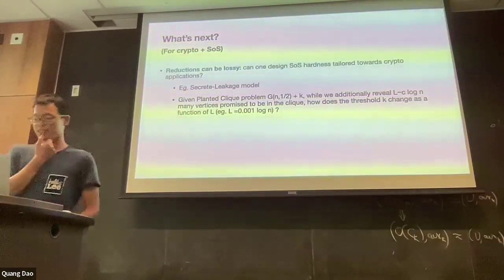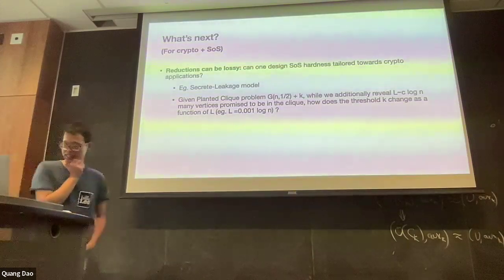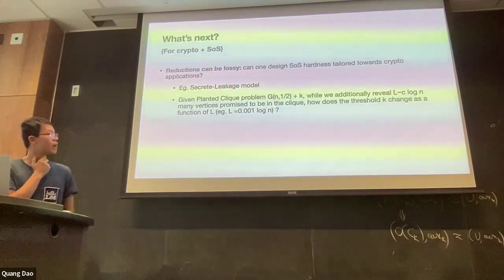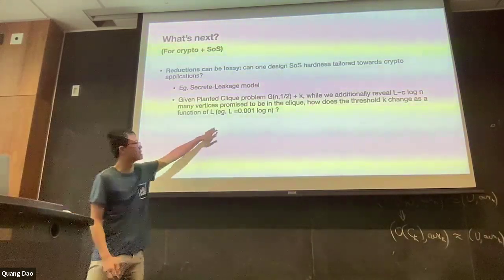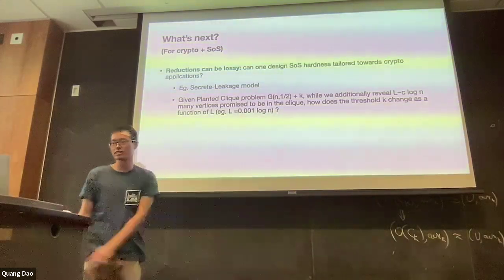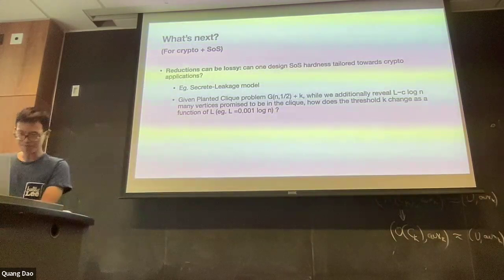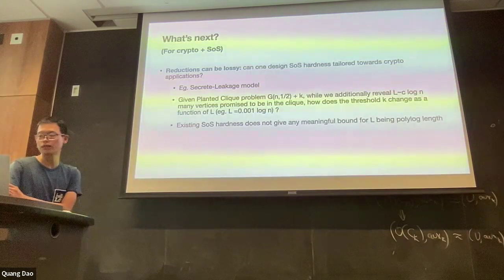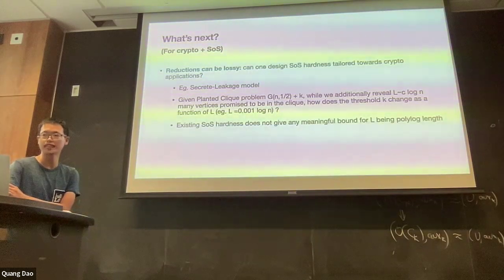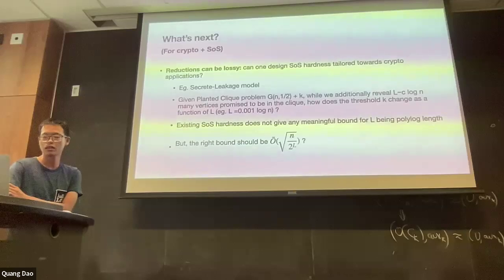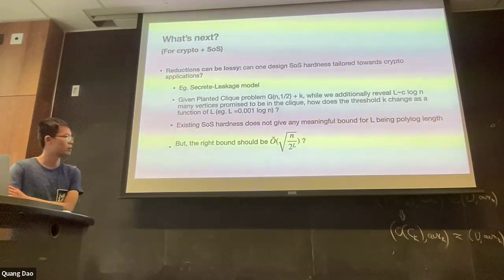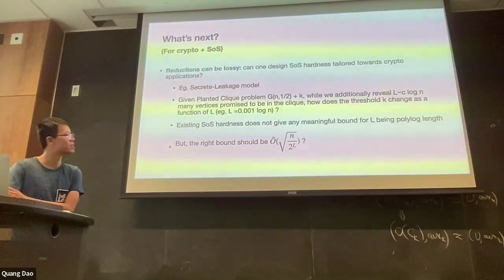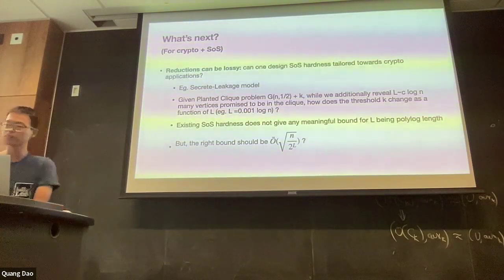I want to investigate, one question to ask is, how does the threshold K change as a function of L? And here, I'm going to consider L as some constant times log n, for some tiny constant, let's say 0.001. And existing sum of squares hardness does not give any meaningful bound for this region of L, even in the dense setting of G(n, 1/2). But I believe the right bound should be up to roughly square root of n over 2^L. So I think it might be an interesting open question to see if we can get sum of squares hardness from here.